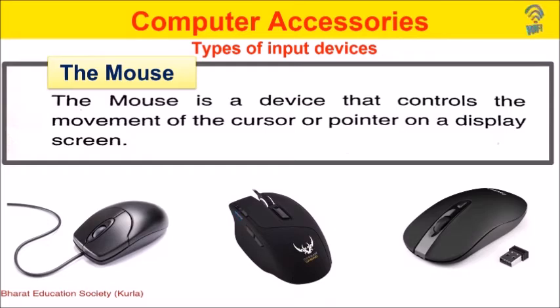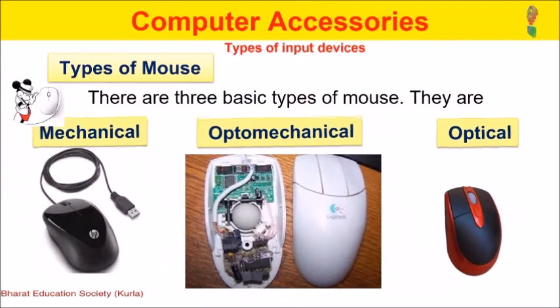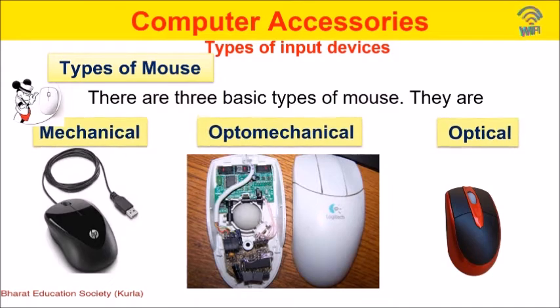The mouse. The mouse is an input device. The mouse is a device that controls the movement of the cursor or pointer on a display screen. There are two types of mouse, wireless and wired mouse, as you can see in the image given below. Types of mouse. There are three basic types of mouse. They are mechanical mouse, optomechanical mouse and optical mouse.